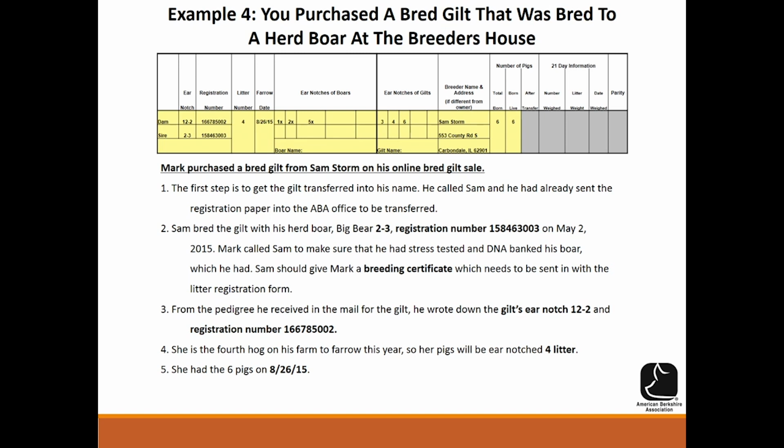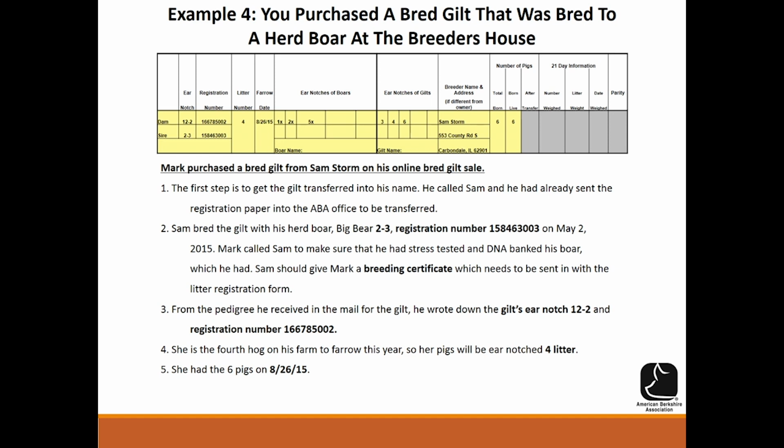Sam bred the gilt with his herd boar, Big Bear 2-3, registration number 158463003 on May 2nd, 2015. Mark called Sam to make sure that he had stress tested and DNA banked his boar, which he had. Sam should give Mark a breeding certificate, which needs to be sent in with the litter registration form.